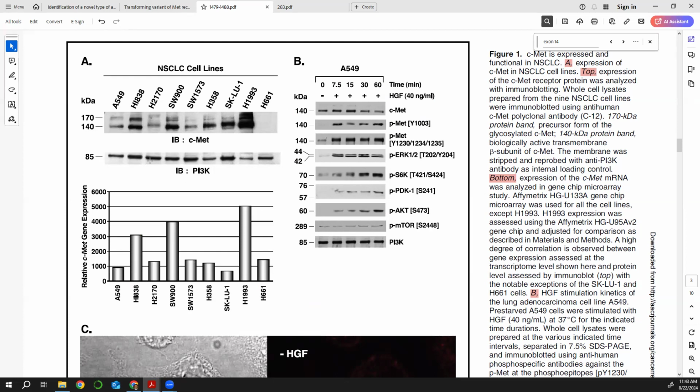What is important here is that they showed that the loading control over here, what they use is a PI3 kinase. And the levels of PI3 kinase are not entirely consistent because it seems like some lanes have less loading than others. However, I would argue here that PI3 kinase is not a good choice of loading control. And the reason is the levels of PI3K can be upregulated or downregulated in cancer.